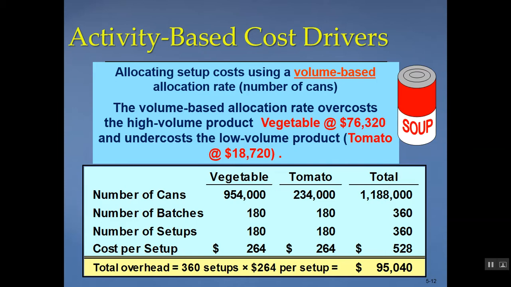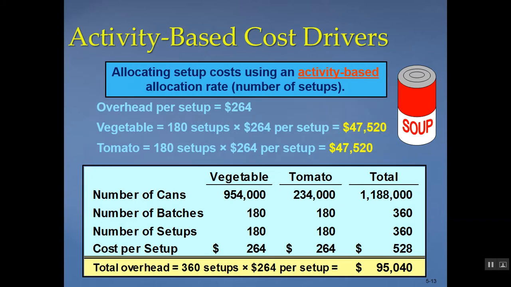The volume-based allocation results in much more of the cost being allocated to vegetable soup, even though the cause of the 95,000 batch setup costs is the number of batches, not the number of cans. So this is where we get into the definition of an activity-based cost driver. Because the activity that is driving the 95,000 in cost is the actual setting up of the machines, we should be using the setups as the allocation base.